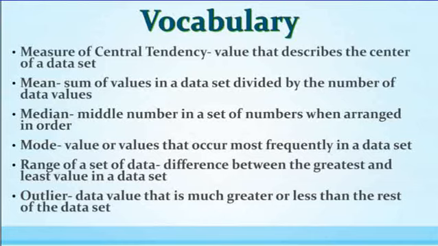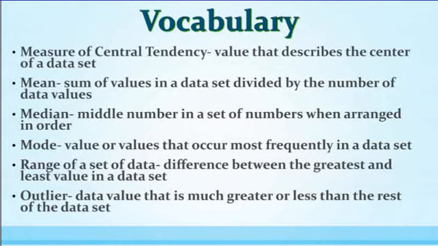So the measures of central tendencies include mean, which is just the sum of all the values in a data set divided by the number of data values. The median, the middle number in a set of numbers when you arrange them in order from smallest to largest. We have mode, which is the value or values that appear the most. And then we have the range, the range of the set of data, just the difference between the largest number and the smallest number.